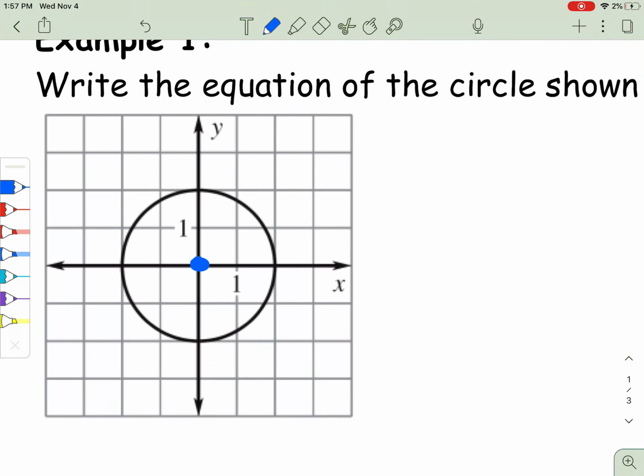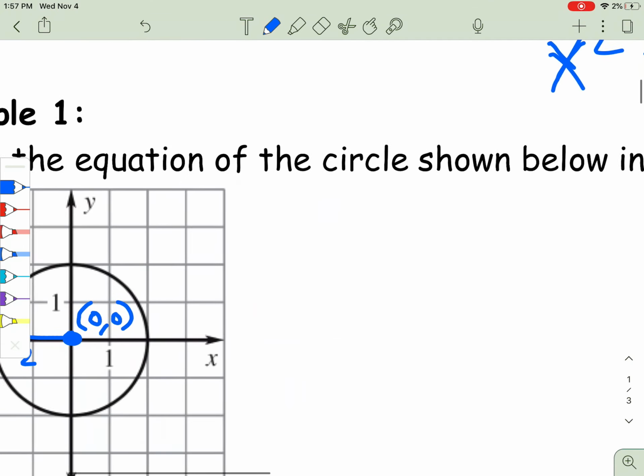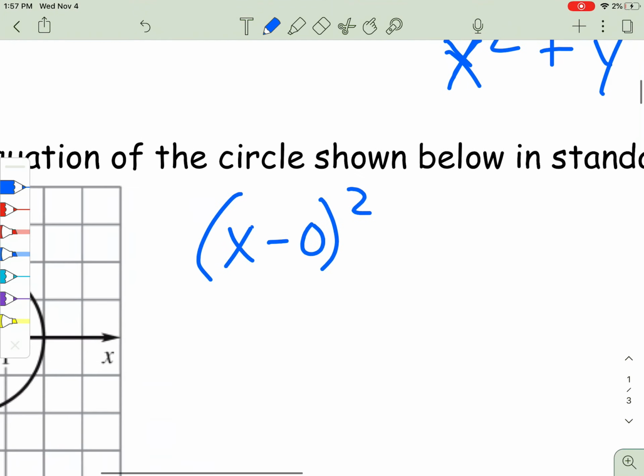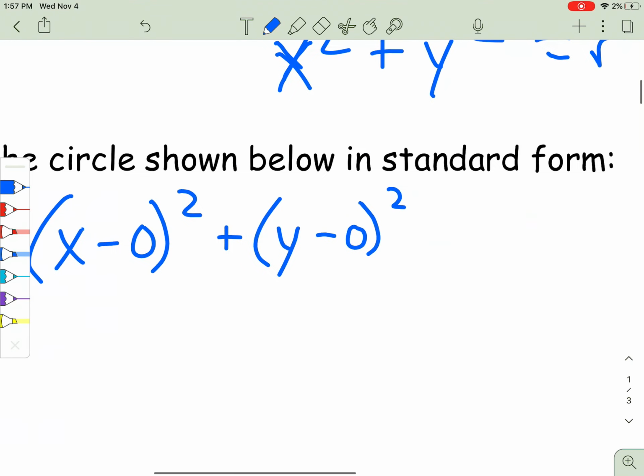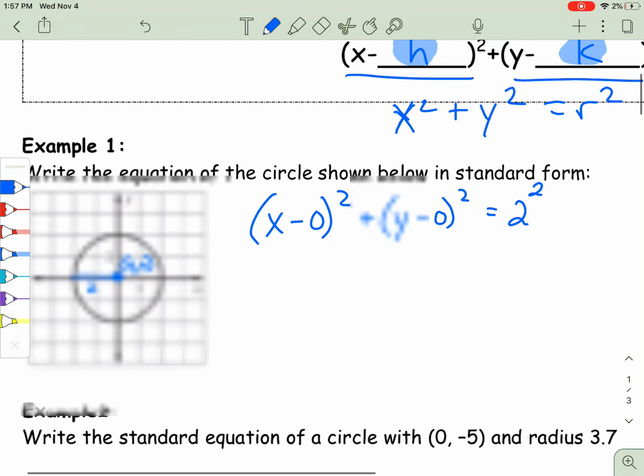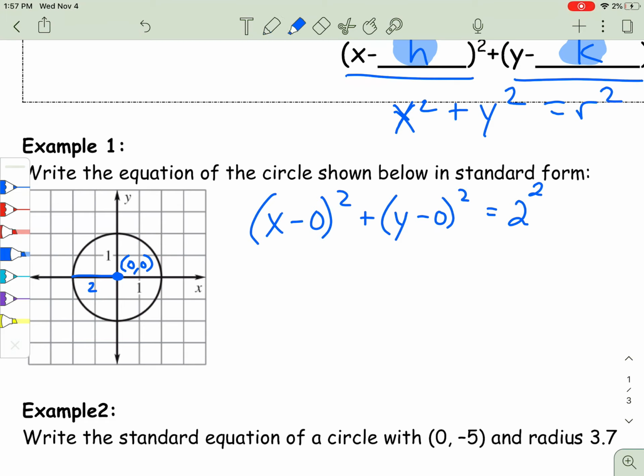So in this case, my center is right here at 0, 0, and my radius is 2. So I'm going to plug that in. So I have x minus 0 and y minus 0 equals my radius, which is 2 squared. Okay, so this is my h and k, and this is my radius. So my center, my radius.